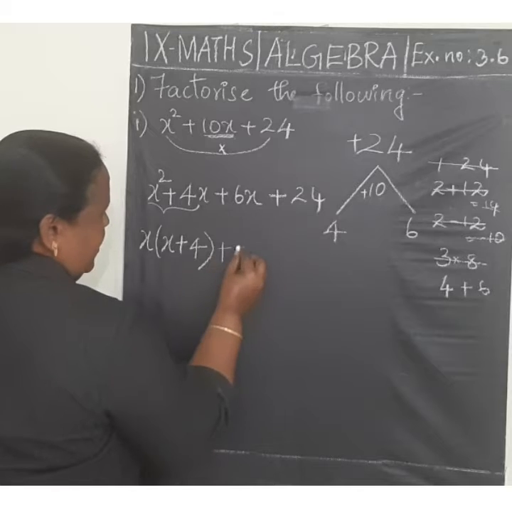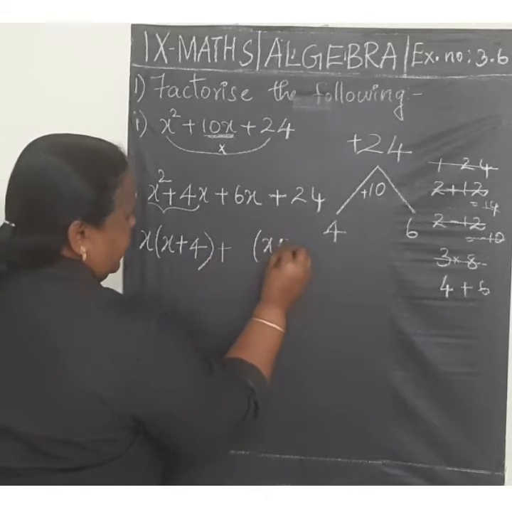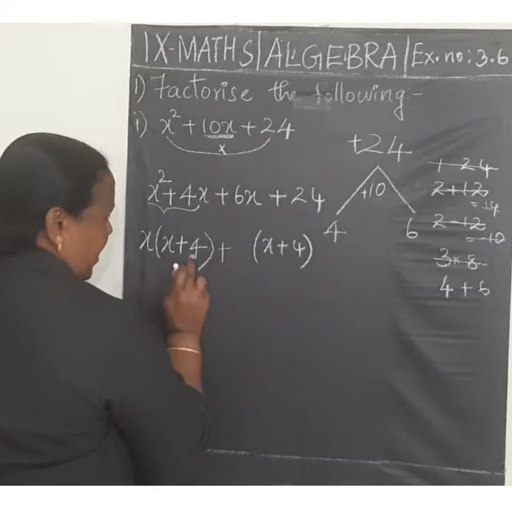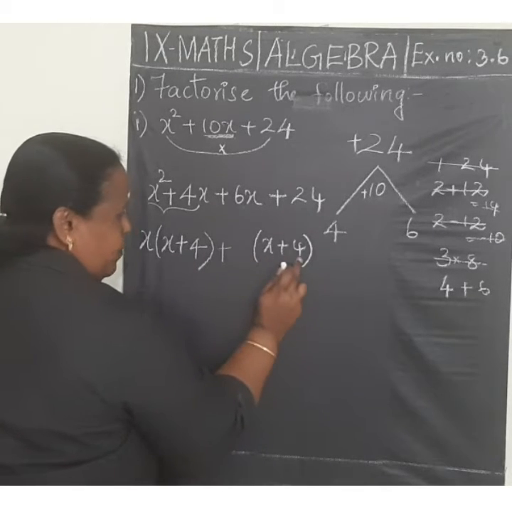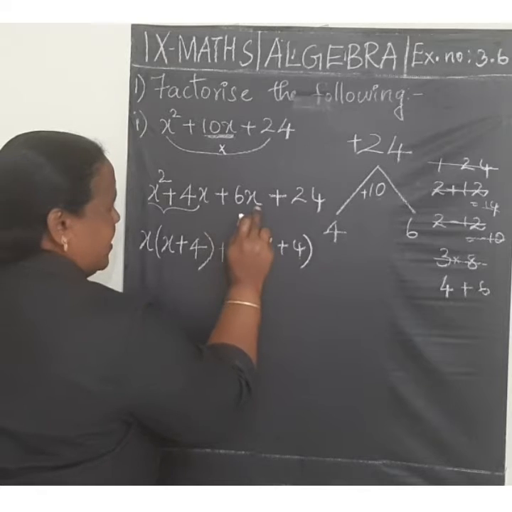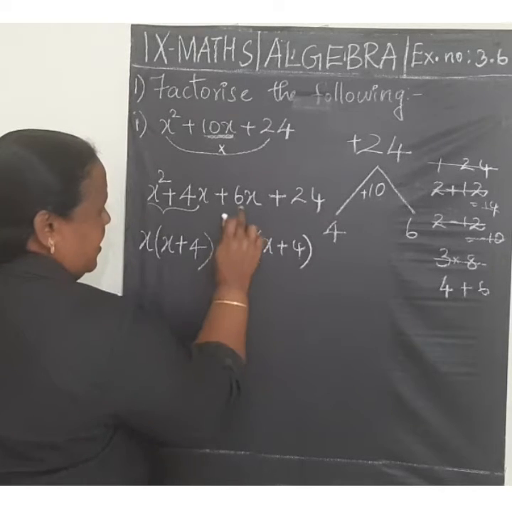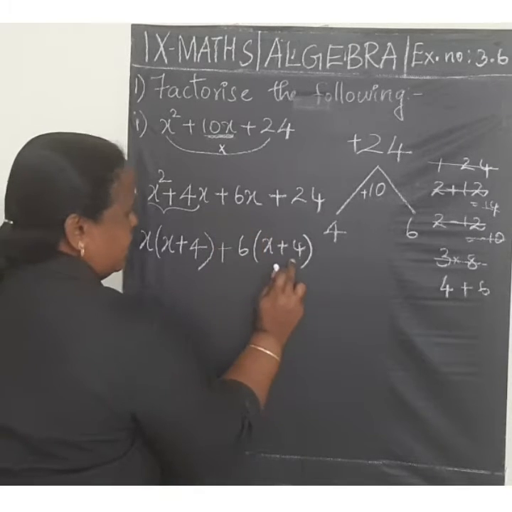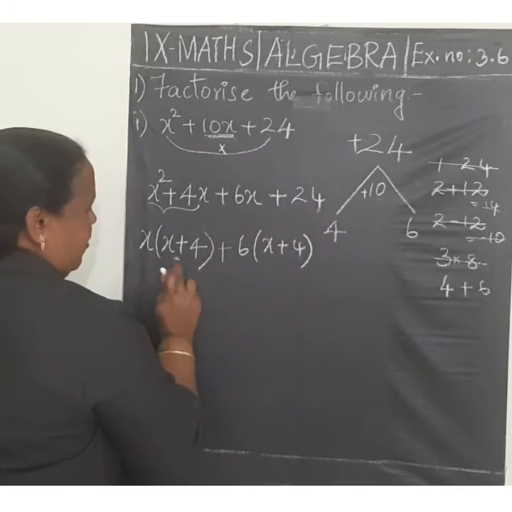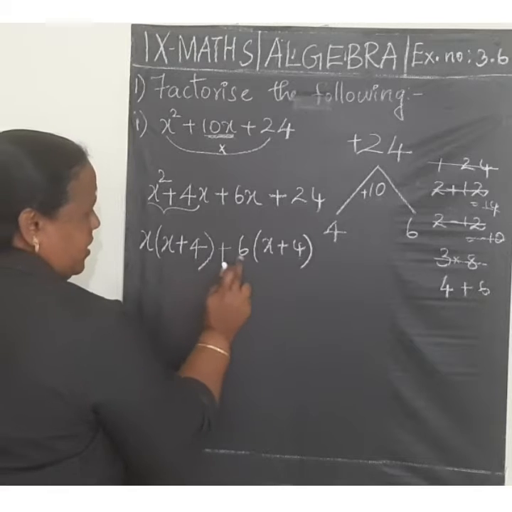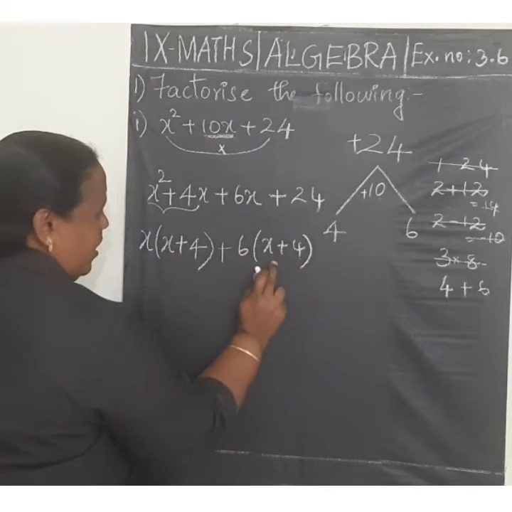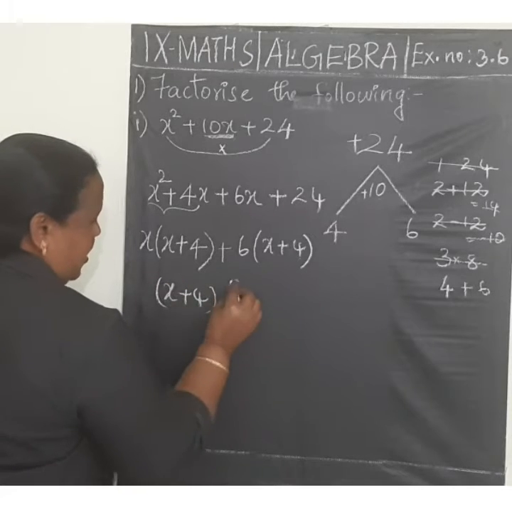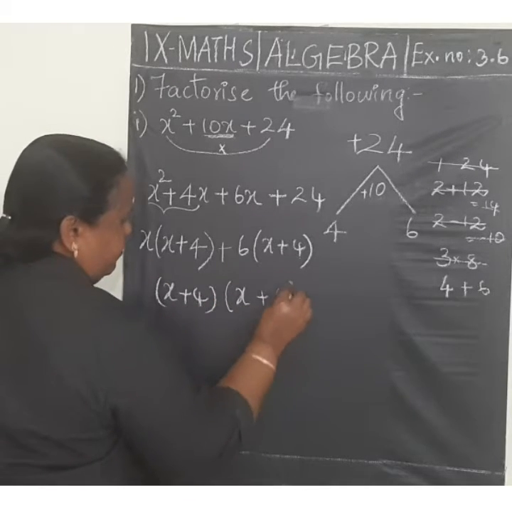Next, plus, here we write x plus 4 again. To make this 6x, we write 6. 6 into x is 6x, and 6 into 4 is 24. So in x into x plus 4 plus 6 into x plus 4, both have x plus 4 common. So we take x plus 4 and then x plus 6.